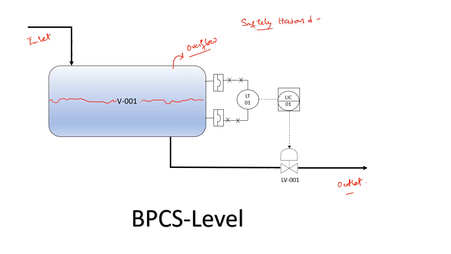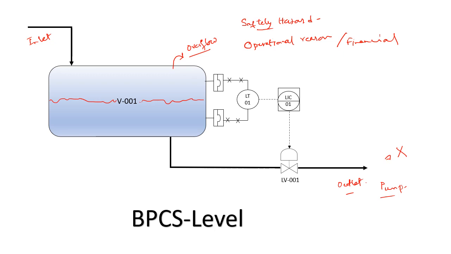Also, maintaining the proper level is required for some operational reasons, right? Or maybe there may be some financial consequences, because if the outlet is connected to a pump, here if there is a pump, right? And if there is a low level here, then what will happen? At a very low level, this pump will go into dry run and the pump will be damaged, right? So this also we don't want.